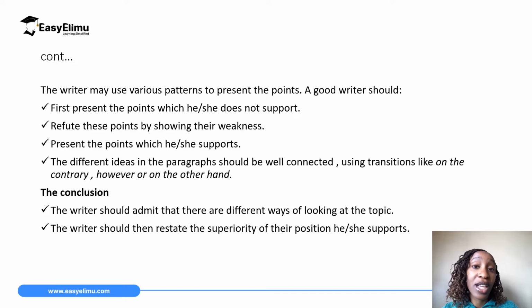And then after that, we have the conclusion. This is the last part of your essay. This is where you wrap up your essay and give a summary of whatever it is that you said in the introduction and the body, and remember to restate your position, restate your stand in the conclusion, but be careful not to introduce new points at this point because we are wrapping up the essay.